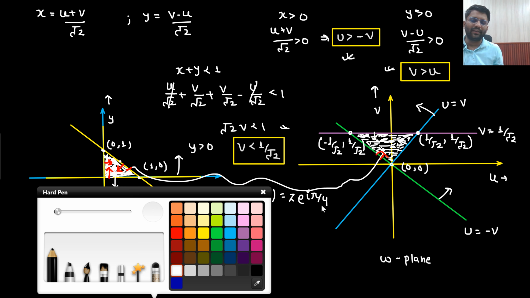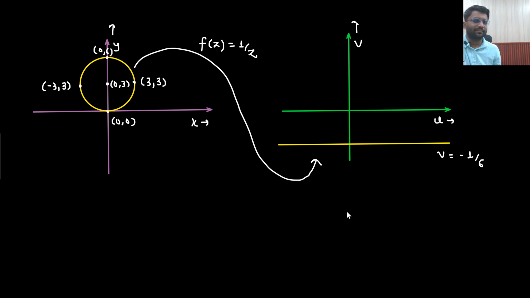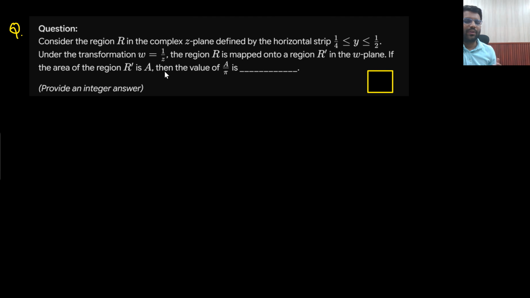Similarly, here as well, a circle has been plotted into a straight line under the influence of f of z equals 1 by z. Next question, try doing it on your own. The same function has been given, f of z equals omega equals 1 by z. So from here I already know that z would be given as 1 by omega.